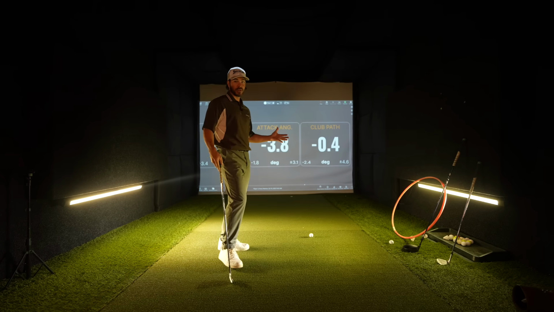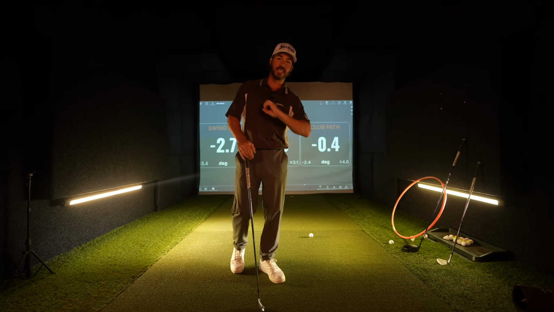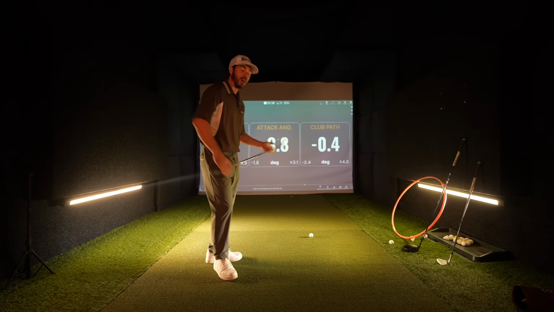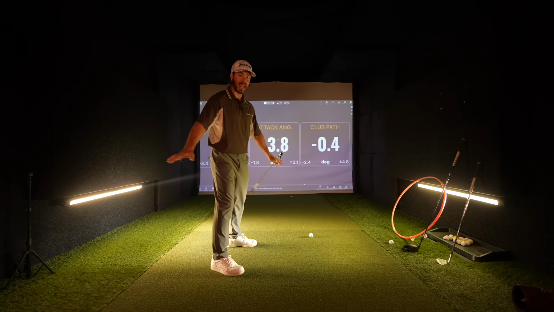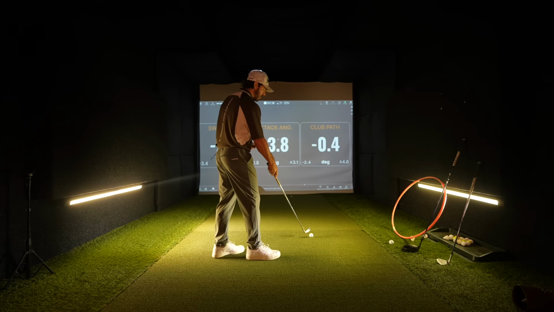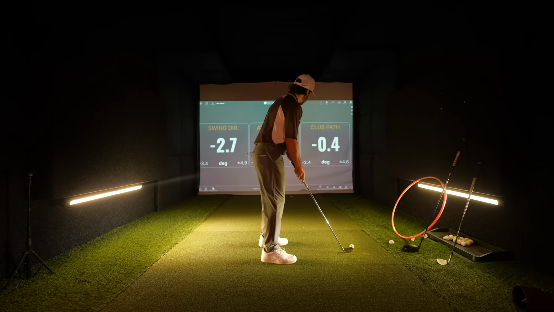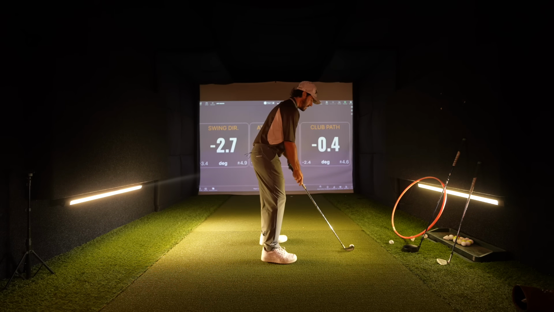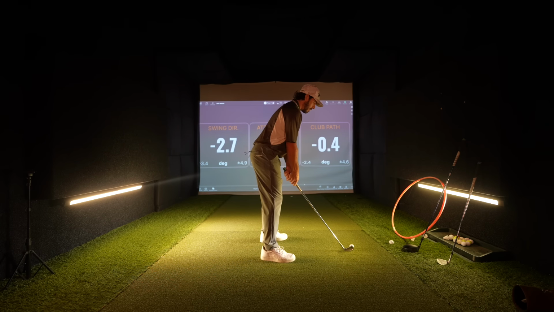Vice versa with a driver, if you want a perfectly 0 path while hitting up on it, that hula hoop has to angle a little bit more to the right to offset that. All right, so I'm gonna hit another one here. Let's see if we can hit more down on this. Swing a little bit more into out.